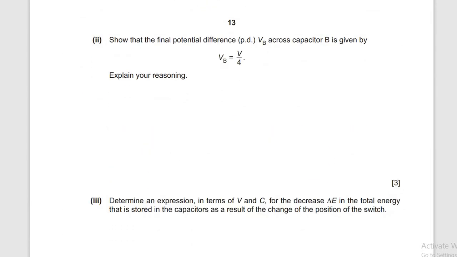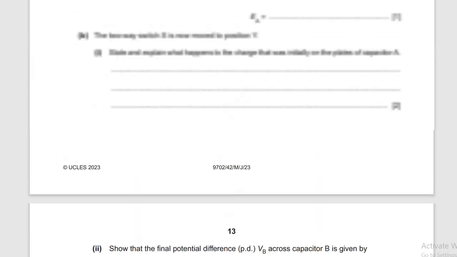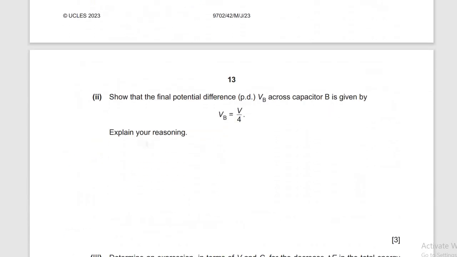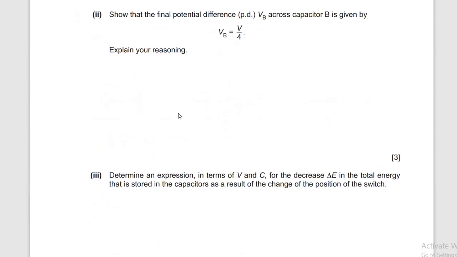Now, we must show that the final potential difference across B is given as that. These are two capacitors in parallel. The voltage across A will be equal to the voltage across B. This is the condition for parallel capacitors. The voltages are the same thing.